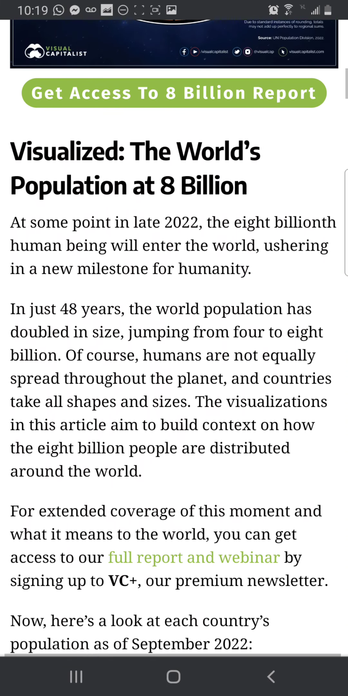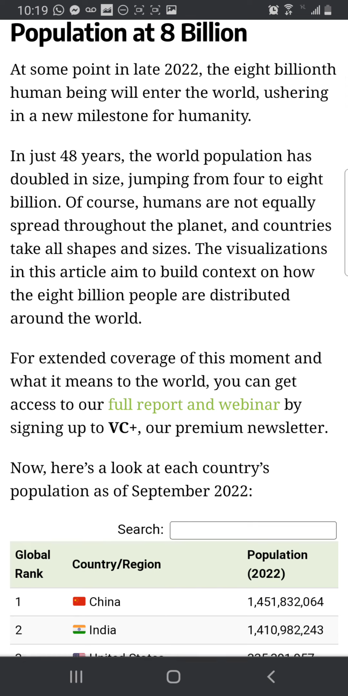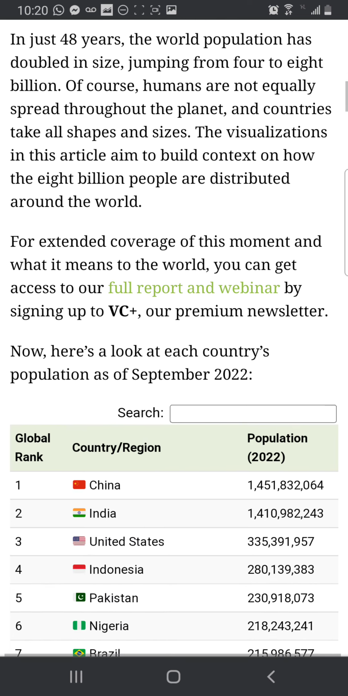Visualize the world's population at 8 billion. At some point in late 2022, the 8 billionth human being will enter the world, ushering in a new milestone for humanity. In just 48 years, the world population has doubled in size, jumping from 4 to 8 billion. Of course, humans are not equally spread throughout the planet, and countries take all shapes and sizes. The visualizations in this article aim to build context on how the 8 billion people are distributed around the world.